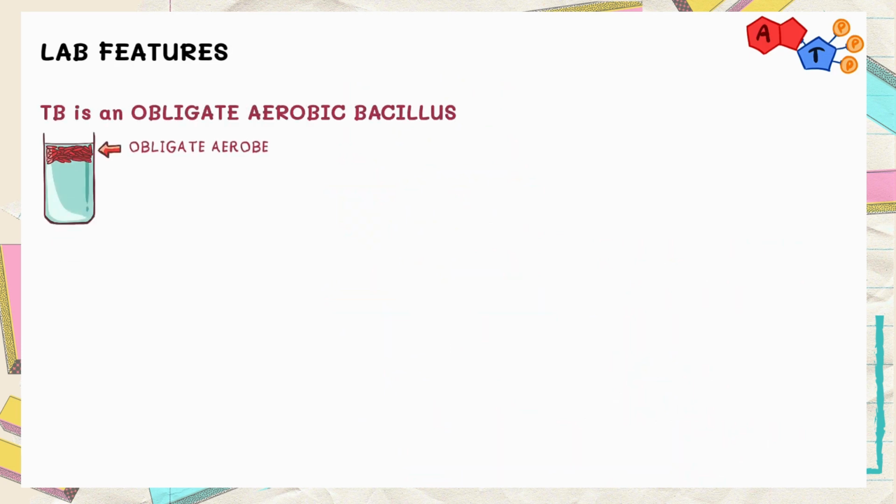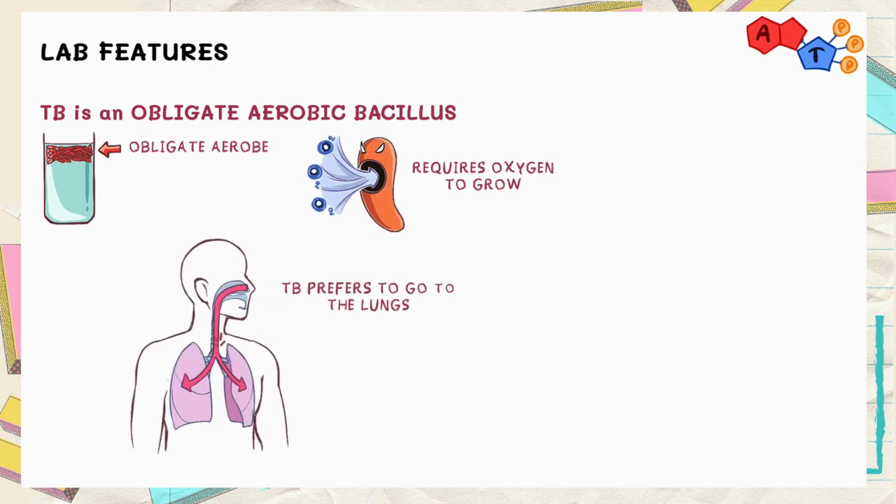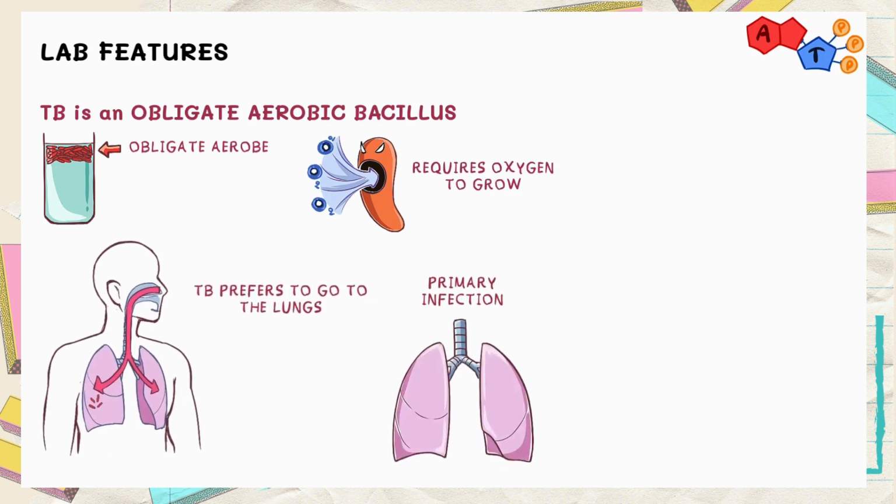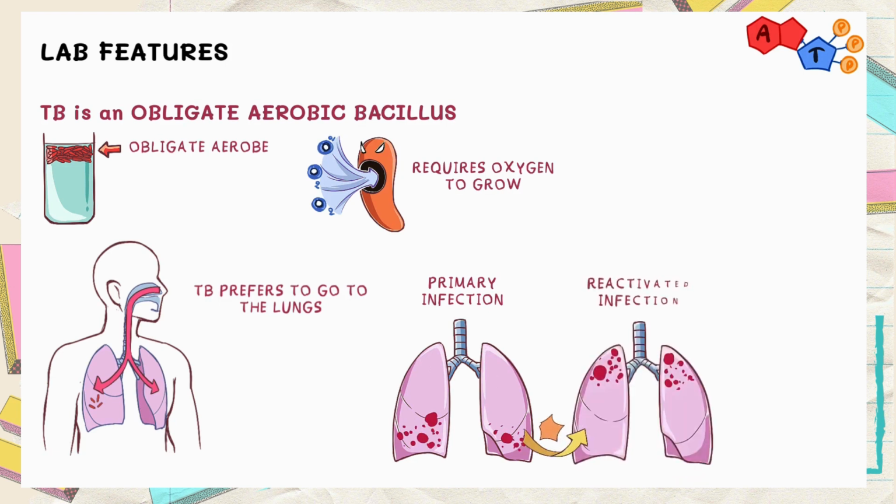Now let's talk about the features of TB. First of all, it's an obligate aerobic bacillus, which means it requires oxygen to grow. And that is why it makes sense for TB to prefer going to the lungs. Primary infection usually occurs in the lower or middle lobes of the lungs, while reactivated TB prefers the upper lobes, as it has a high VQ ratio. V stands for ventilation and Q stands for perfusion. This means there's a lot of extra O2 and ventilation present, and that is perfect for bugs like TB.